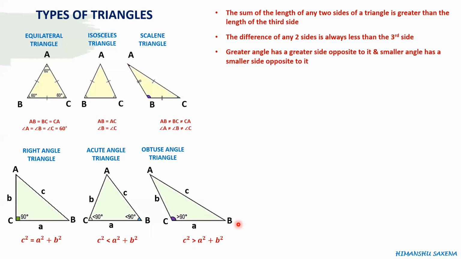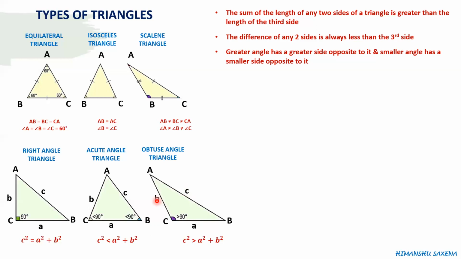Now other results in triangles are like this. The sum of the lengths of any two sides of a triangle is greater than the length of the third side. So if we add a and b, a plus b would always be greater than c. Similarly, b plus c is always greater than a, or you can say a plus c is always greater than b, because the sum of any two sides would always be greater than the third side.